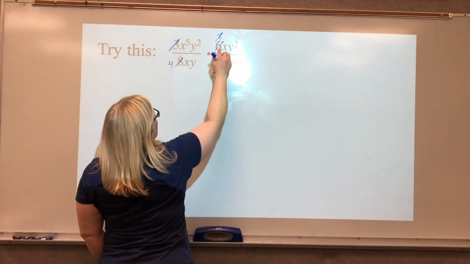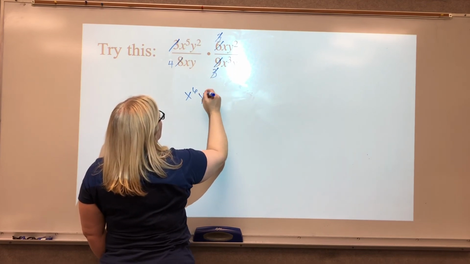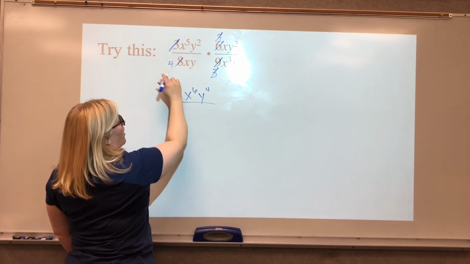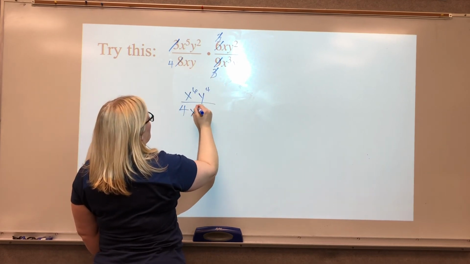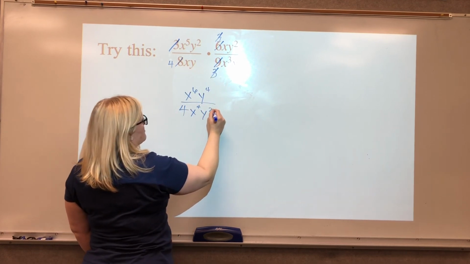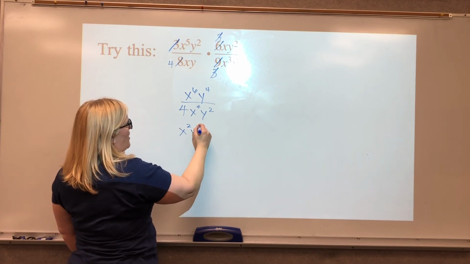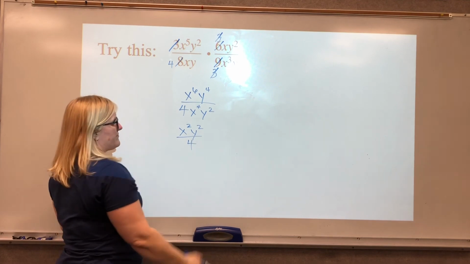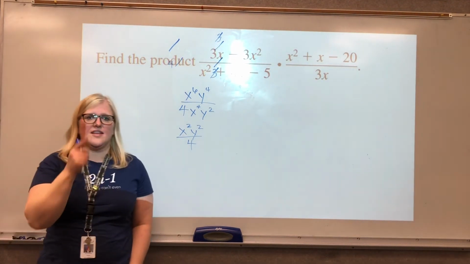So now on the top I'm left with x to the 6th, y to the 4th, over 4, don't forget that that's in the denominator, x to the 4th, y squared. And when I reduce this, I have x squared, y squared over 4. All right, I've got to move on in the next video.